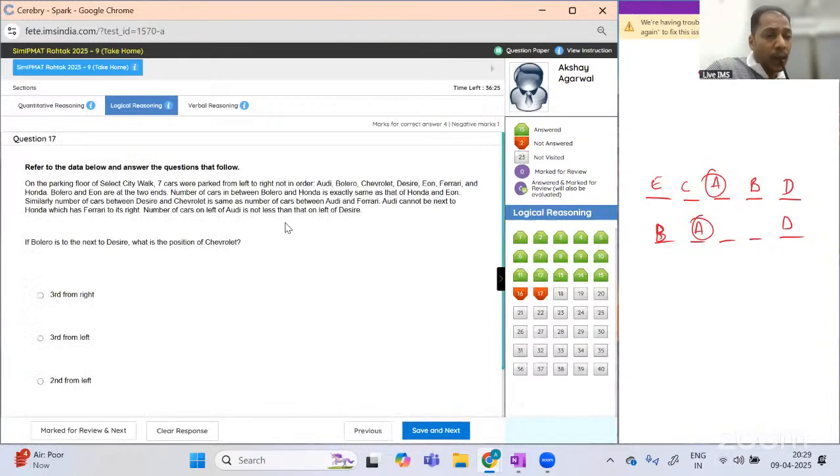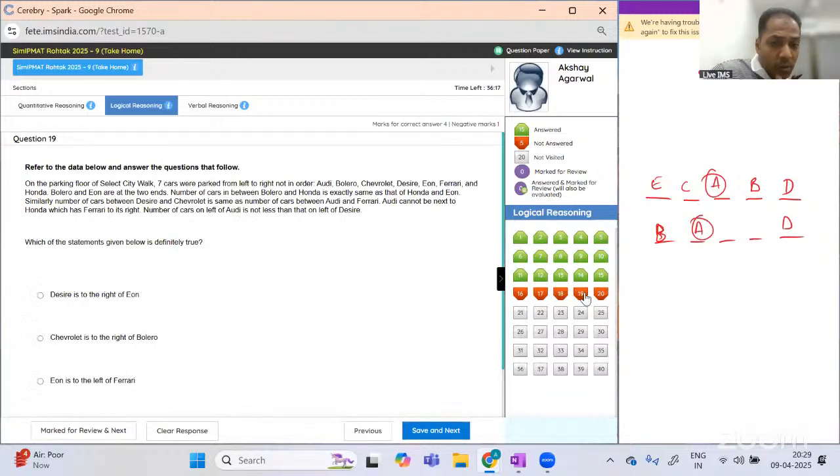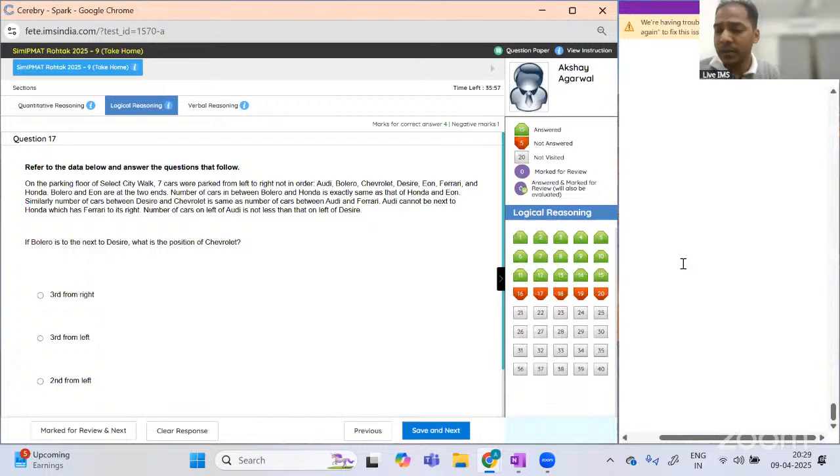Sure, move ahead. So there are, I think, 4 questions based on this. Okay, 3 questions on the parking floor of Select City Walk. 7 cars were parked from left to right, not in order. The number of cars in between Bolero and Honda is this. Okay, a linear arrangement again.